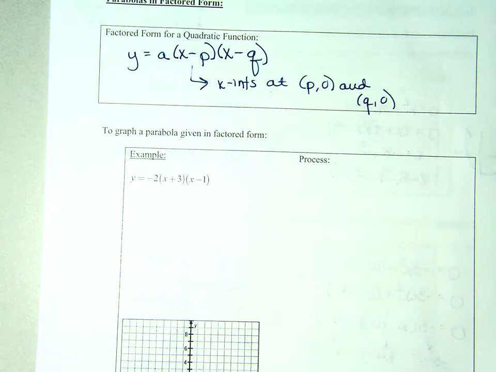So taking a look at that first thing that we're going to try to graph. I want to graph y equals negative 2 times (x plus 3) times (x minus 1).